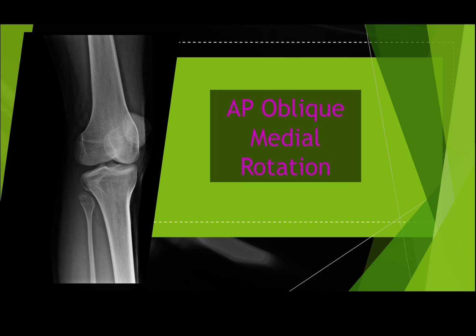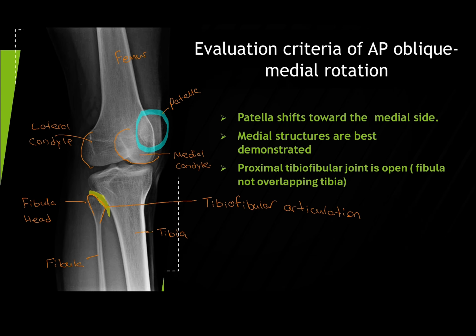So moving on to the AP oblique medial rotation. Our evaluation criteria for the AP oblique medial rotation is that the patella shifts toward the medial side. The medial structures are best demonstrated. Proximal tibiofibular joint is open. Fibula not overlapping the tibia. That's a really important spot right there. You see where that yellow highlight is? We want that nice open space.